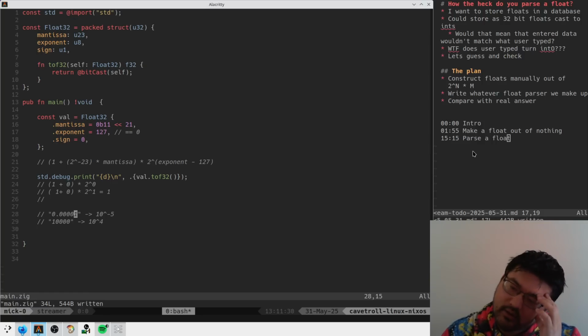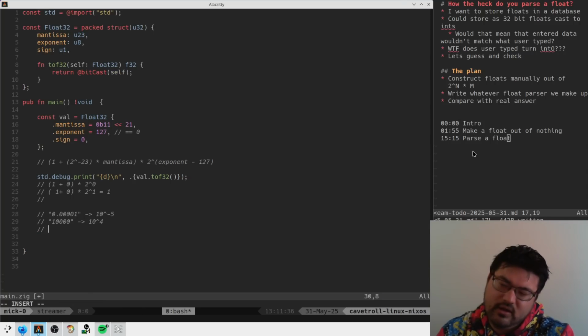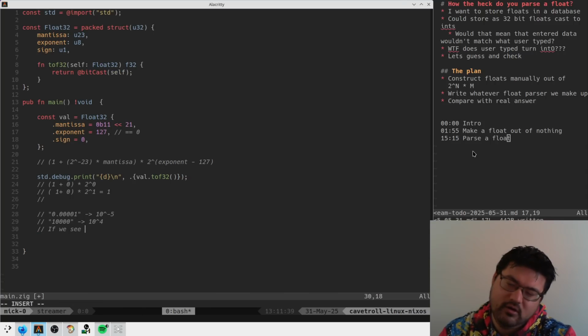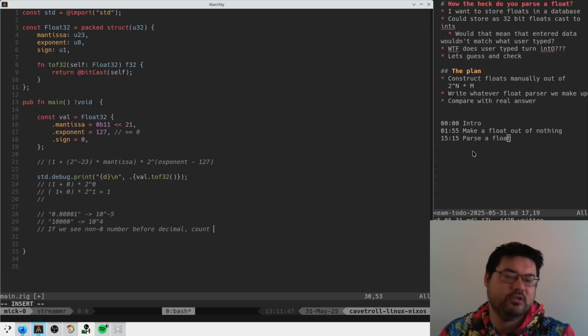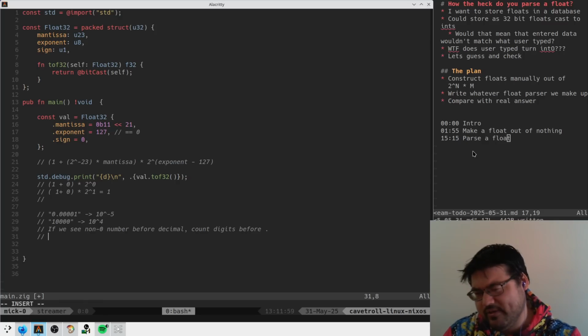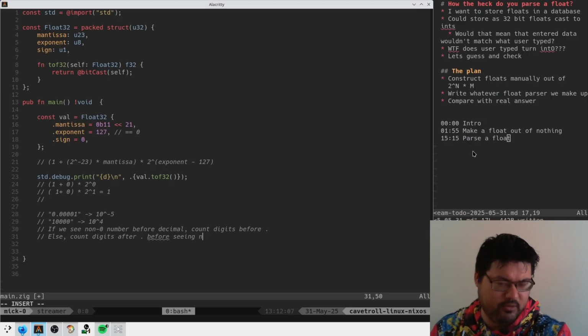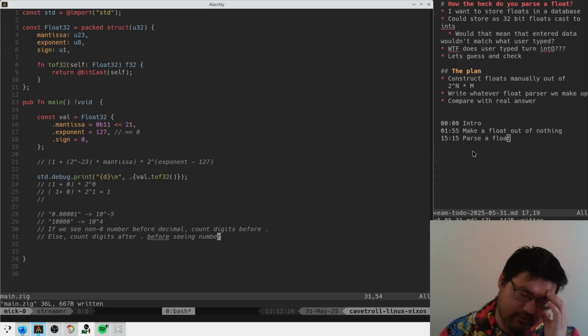So we're probably counting. If we see a non-zero number before the decimal, count digits before the dot. This is how you would get the power of 10, right? Else, count digits after the dot before seeing a number, right? This gives us the power of 10.